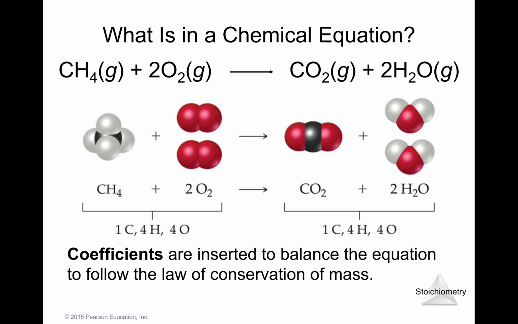Note also that there are coefficients that are placed to balance. Coefficients are the numbers in front of the chemical formulae. In this case, if you don't see a number, then that number is automatically 1. And where you do see a number, it's going to be 2 or more. In the case of this reaction, the coefficients are 2 in front of the oxygen and in front of the water. And they are used to balance the equation so that the equation as written reflects that we are obeying the law of conservation of mass.